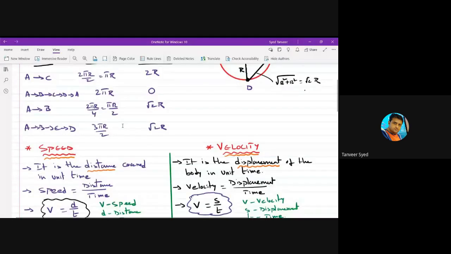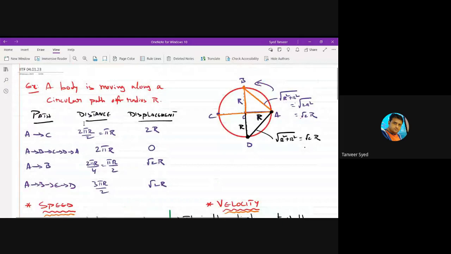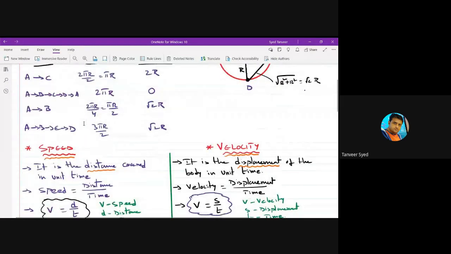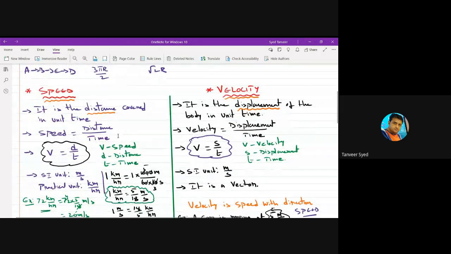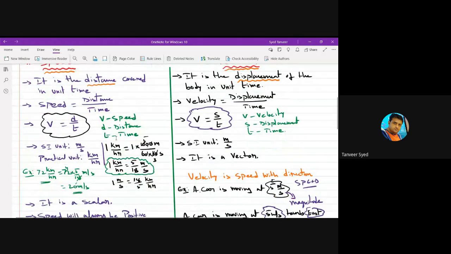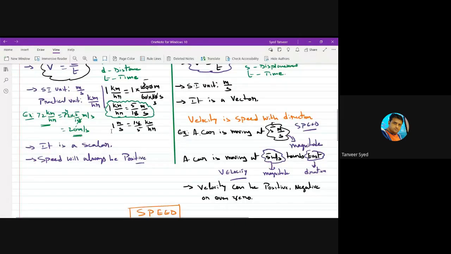So, if you just recall where we stopped in our last class, we were discussing distance and displacement in the class before last, and speed and velocity in the last class. Speed and velocity. Distance by time is speed, displacement by time is velocity. Speed is scalar, velocity is vector.